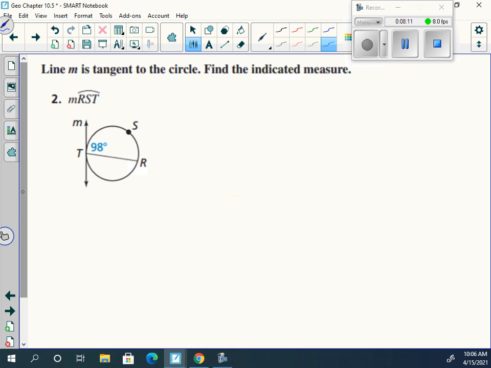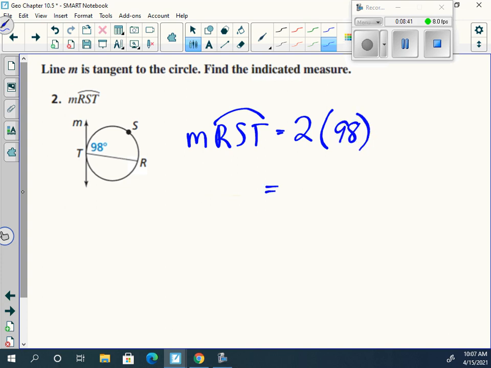All right, let's look at this one here. So we're told that the angle is 98 degrees. We want to find the measure of arc RST. Well, we know the measure of arc RST is equal to twice the measure of the angle. So we're going to multiply 98 by 2. Well, 98 times 2 is 196. 196 degrees.